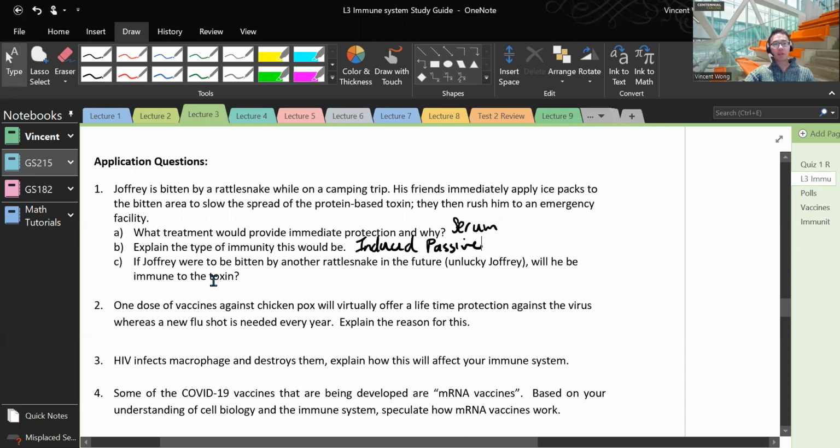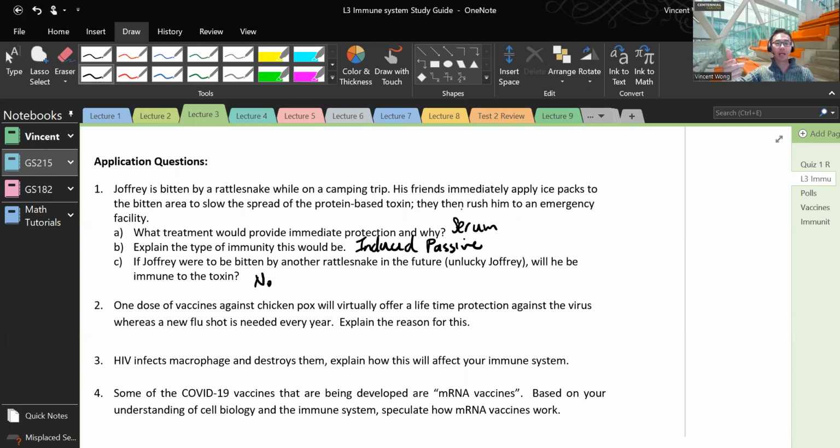If Joffrey were to be bitten by another rattlesnake in the future, unlucky Joffrey, will he be immune to the toxin? What do you think? Yes or no? Nope, that's right. Because this is passive, the immunity is going to be waning afterwards, right? The antibodies will be gone, and then he will need another serum.